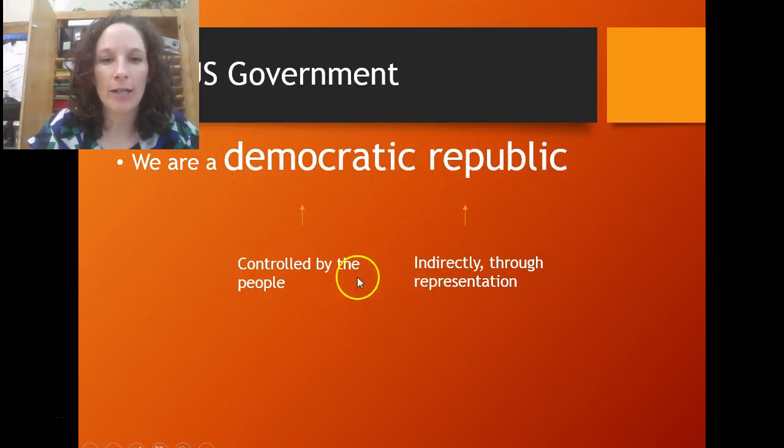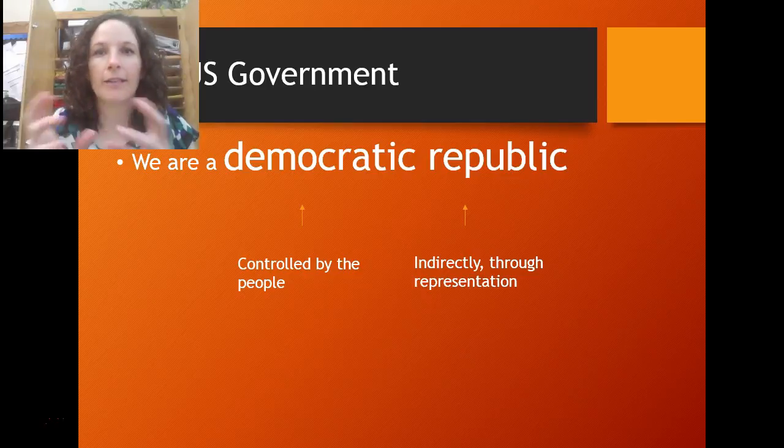So democratic meaning the people control it, but the way it's going to be set up is we control it through our representatives. So republic, R-E-P, rep, and it means that we have representation. So we don't get to vote directly on a law, but we vote for the people who will then decide the laws for us.